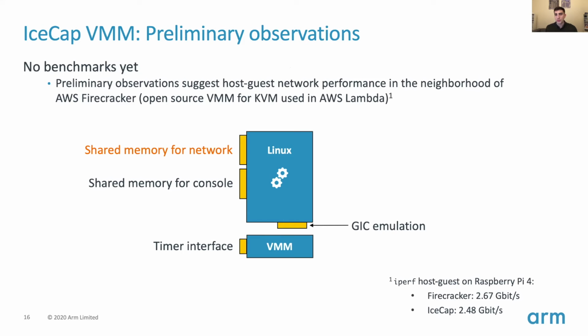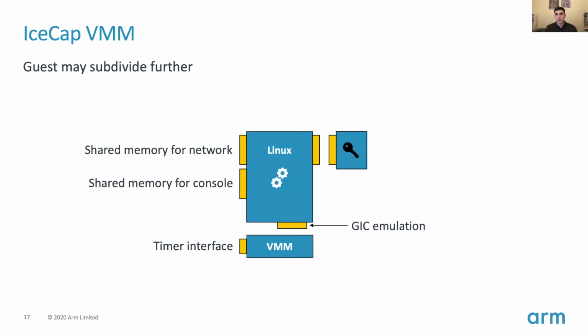Firecracker, the open source VMM for KVM by AWS used by their Lambda service, serves as a good point of comparison because it follows similar design principles, namely minimalism. To be clear, I'm not making a scientific claim about the performance of IceCap. I'm sharing where we're at in our implementation so far. We've got plenty of optimization work left to do, especially in our Linux drivers.